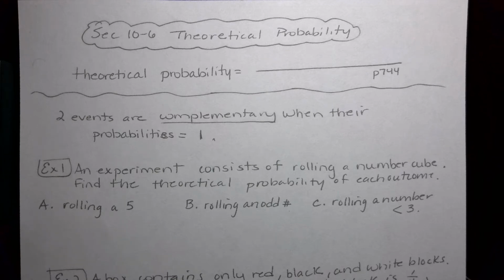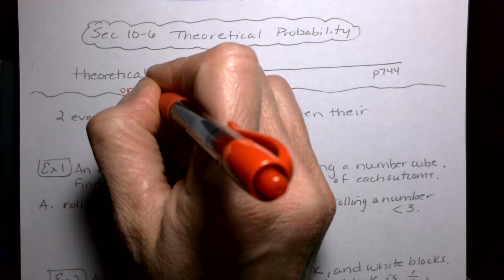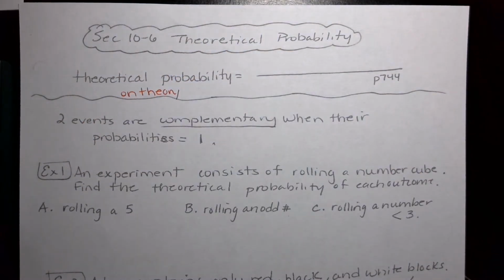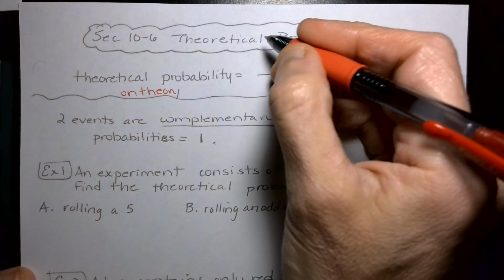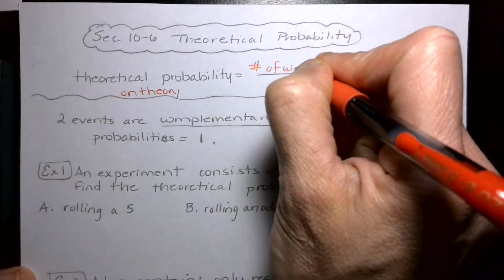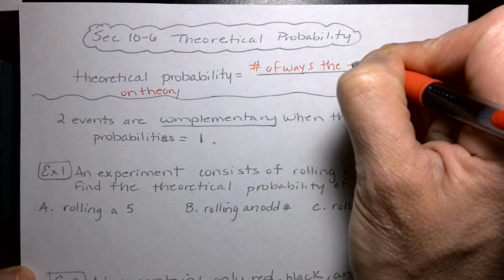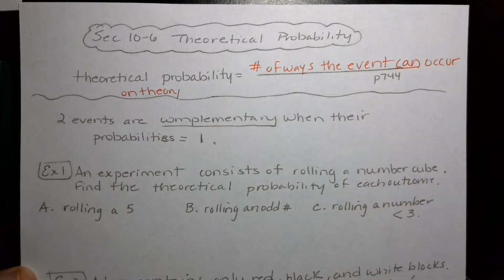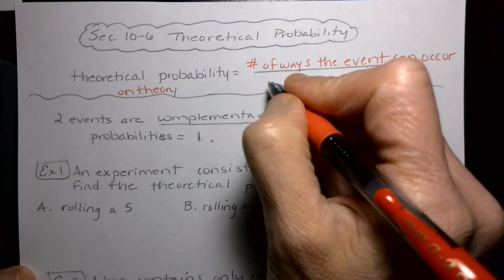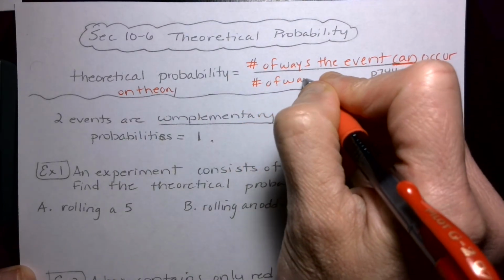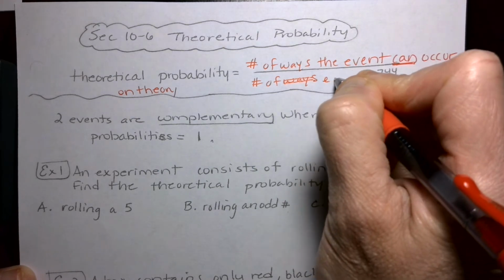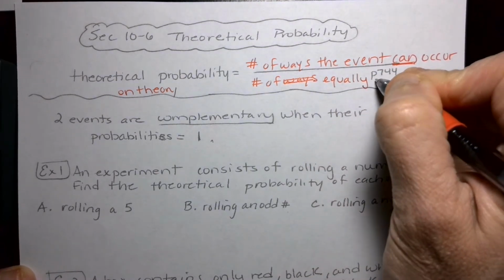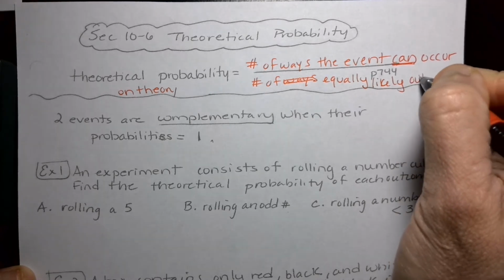Hello, welcome back. We're going to talk about theoretical probability, which I mentioned in the last video, where that was based on theory. We did not have an experiment. It's actually based on the number of ways the event can occur. Doesn't mean it did occur. We didn't do an experiment, but it could occur that many, over the number of ways, the number of equally likely outcomes.